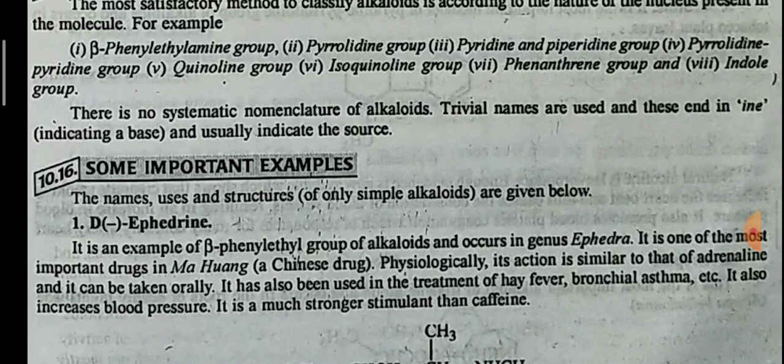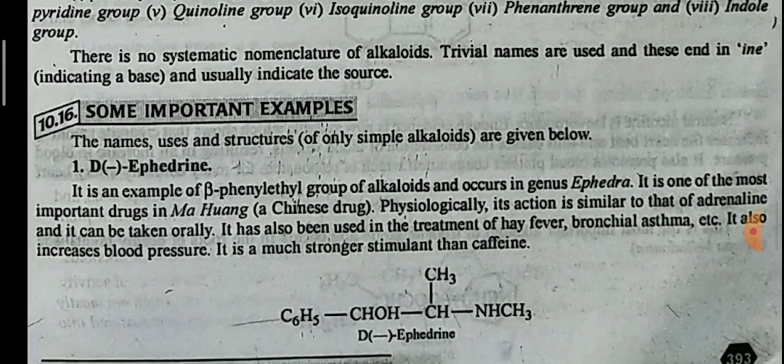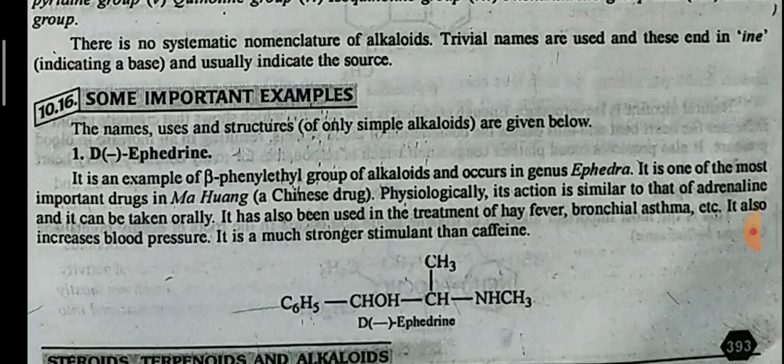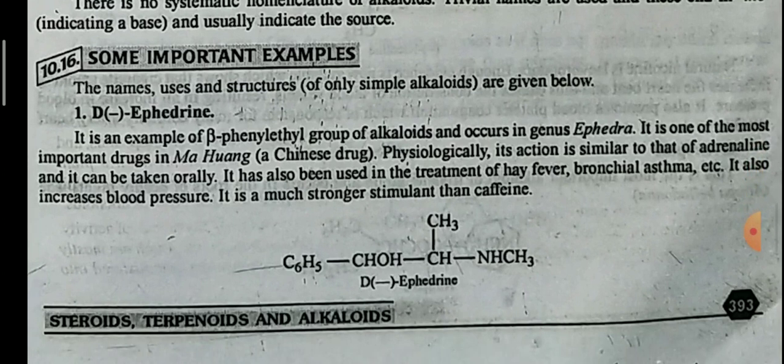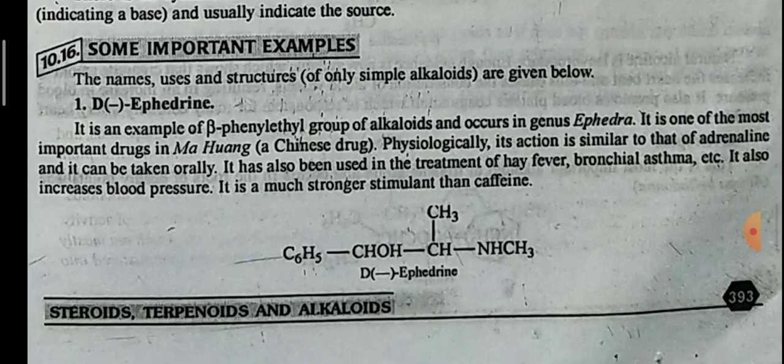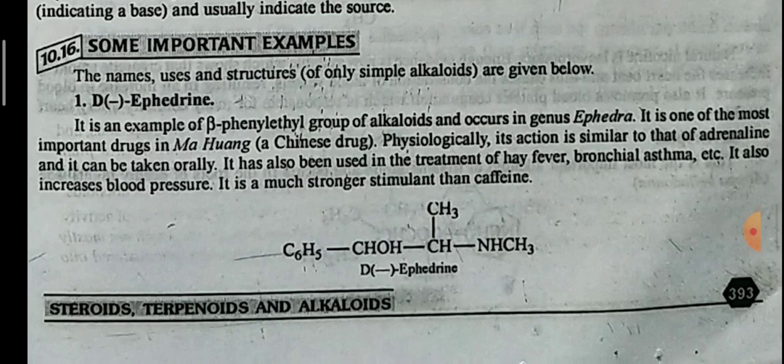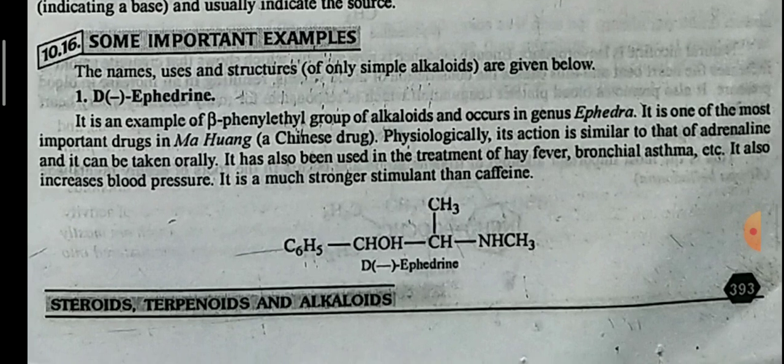Trivial names are used and these end in "ine", indicating a base, and usually indicate the source. Some important examples. The names, uses and structures of only simple alkaloids are given below. D-amphetamine. It is an example of beta-phenylethyl group of alkaloids and occurs in genus Ephedra. It is one of the most important drugs in Ma Huang, a Chinese drug. Physiologically, its action is similar to that of adrenaline and it can be taken orally.